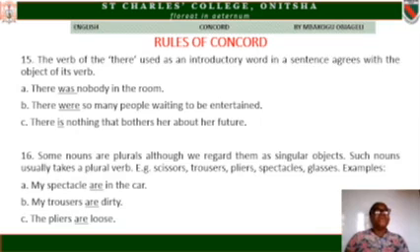Now let's go to rule 15. The verb of the adverb there used as an introductory word in a sentence agrees with the object of its verb. When you begin a sentence with the adverb there, the verb of the sentence will not agree with it. Rather, it has to agree with the object of the verb of the sentence. Let's see an example. There was nobody in the room.